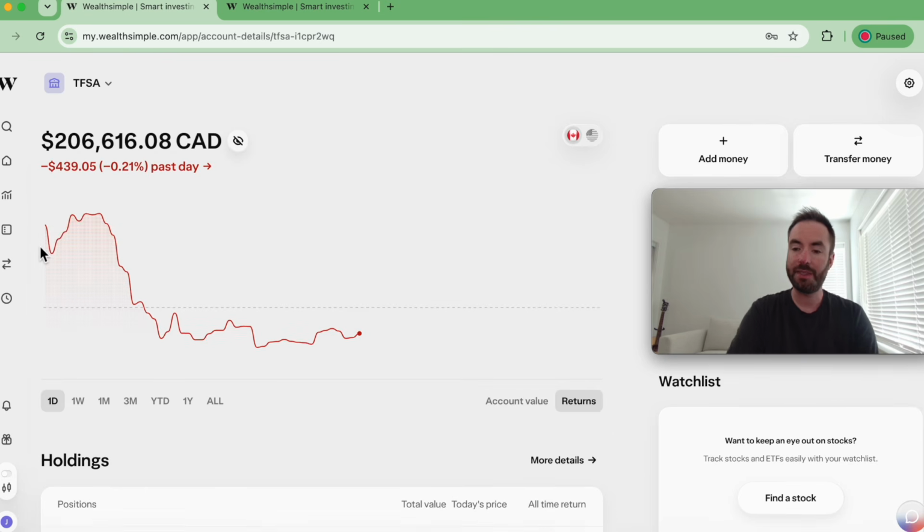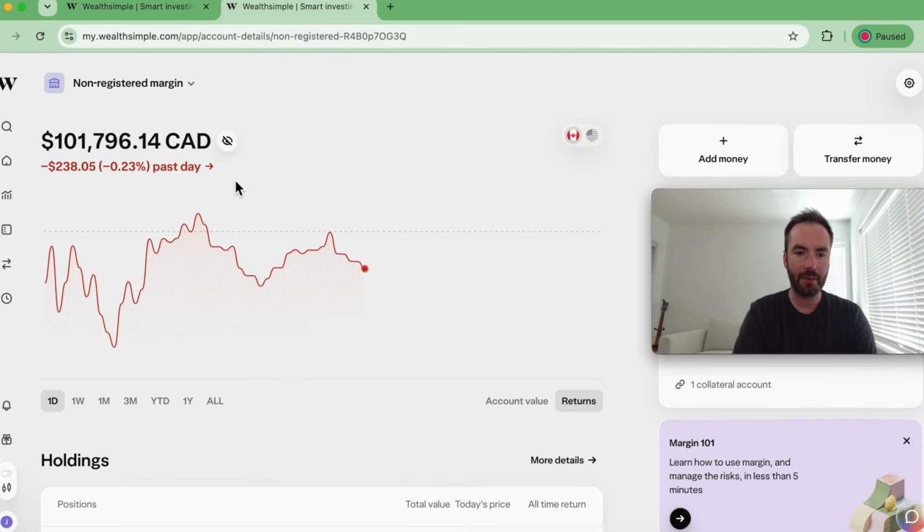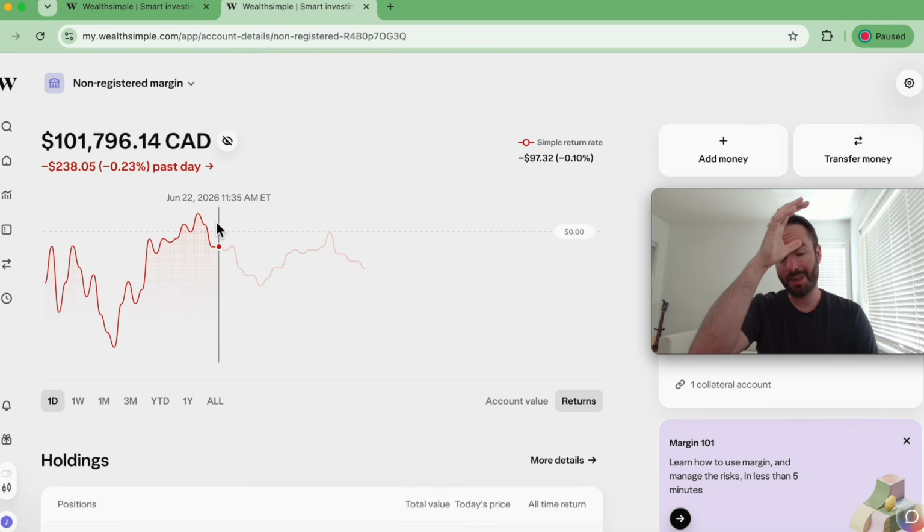All right, so that's the TFSA, quite American focused. Let's move over to the margin account. Now, the margin account's not going to be as big as the TFSA. I've had the TFSA way longer, and I only got into a margin account around this time about a year ago. It was a non-registered account at the time. A couple months later, I upgraded it to a margin account.